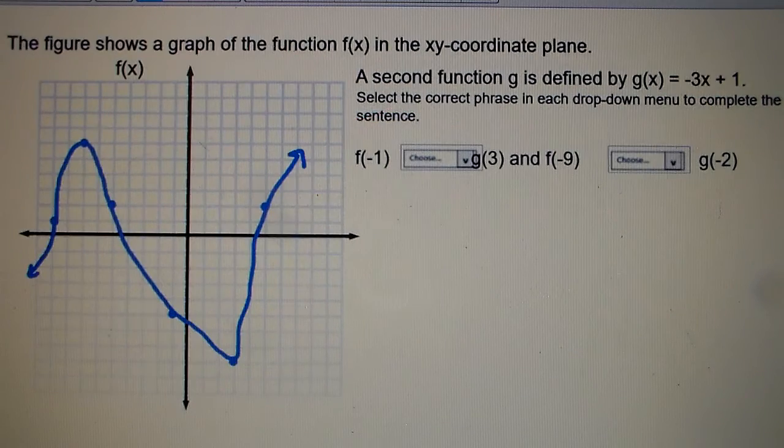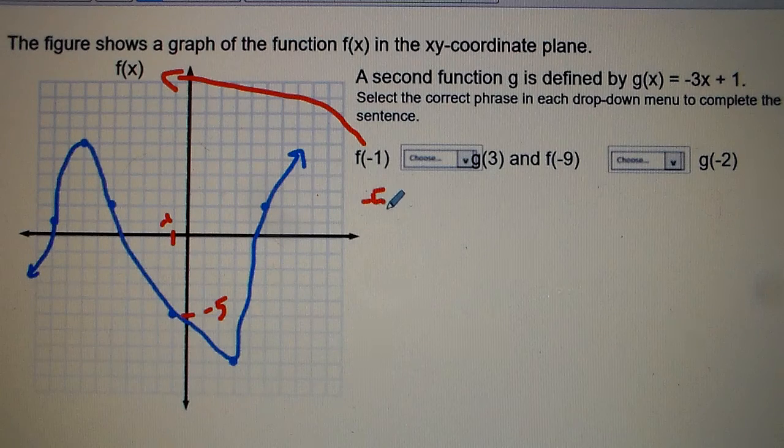How about another one? The figure shows a graph of the function f of x in the xy coordinate plane. You have a second function g defined by g of x equal to negative 3x plus 1. Same setup here using these drop down menus. So f of negative 1, since it says f, I got to use the graph because the graph is the f of x function. At negative 1, the height of that blue guy is 1, 2, 3, 4, 5 down. So it's at negative 5. So f of negative 1 is negative 5.